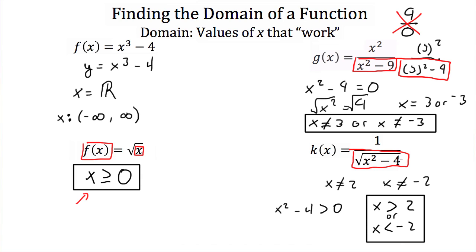So if you end up with a denominator with a variable and you end up with a square root, when you want to find the domain of your function, you have to consider both the square root and the variable in your denominator. Because if either of those values does not give you a function value, then those x values are not part of the domain of x.